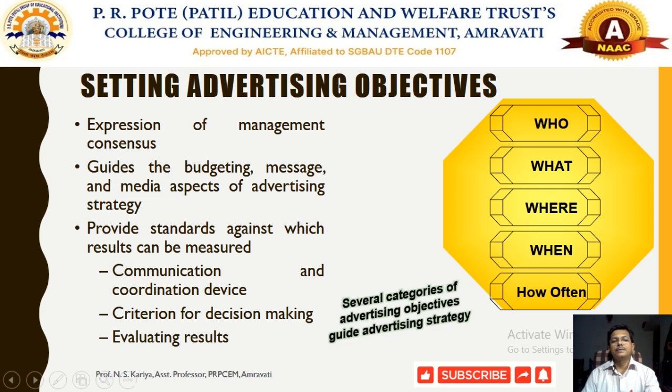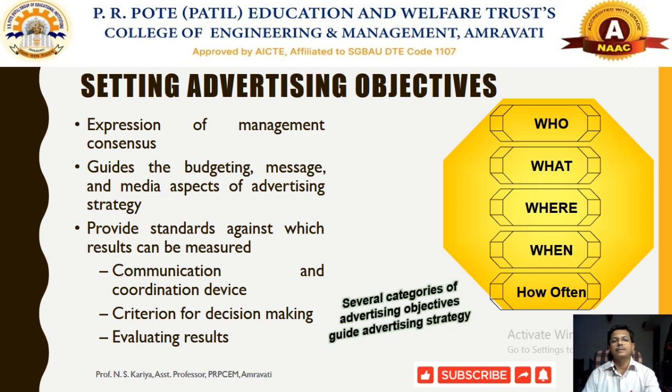This will also be helpful in the budgeting, message and media aspects of the advertising strategy. As we discussed earlier, there are plenty of communication mix strategies, and we need to think about this communication mix and accordingly manage our advertising objectives using the target audience. This will also provide the standards against which the results can be measured. So there will be some effective mechanism to set the advertising objective.